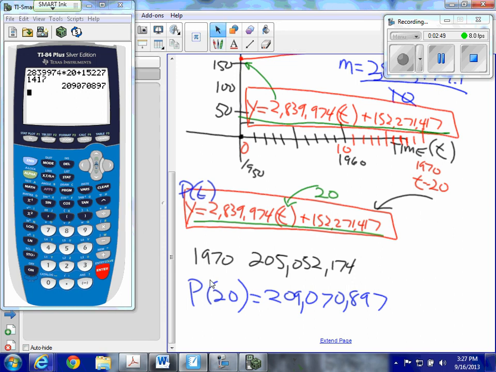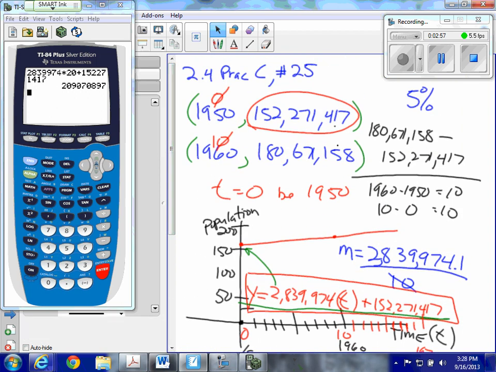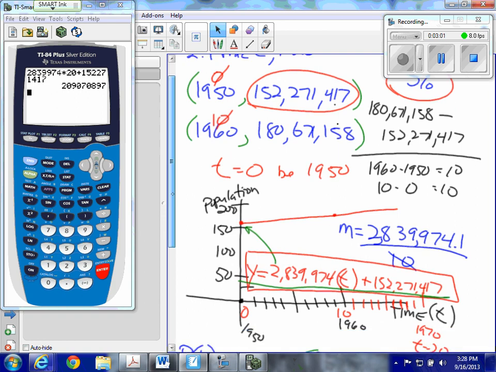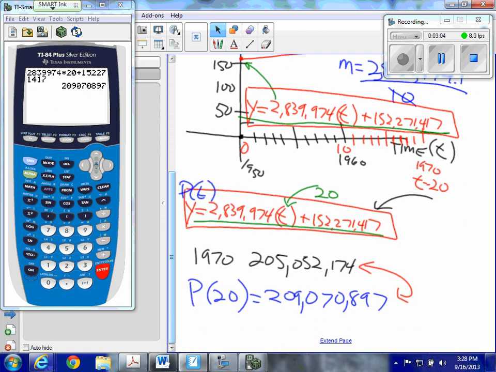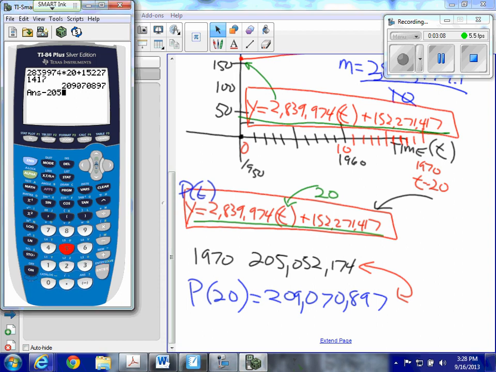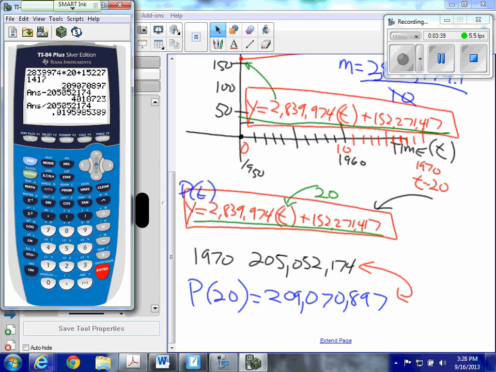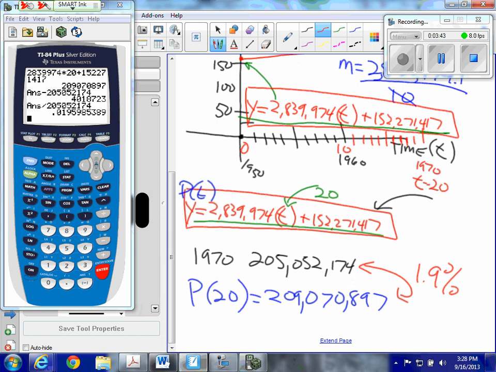Well, they aren't the same. These two are not the same. But if I remember in the very beginning of the description, they told me that a 5% variation is acceptable. Well, the difference between 209,070,897 and 205,052,174 is 4,018,723. So I would take that number and divide it by my 205,052,174, and I get 1.9%, so 2%. So yes, this model is appropriate for the population to 1970.